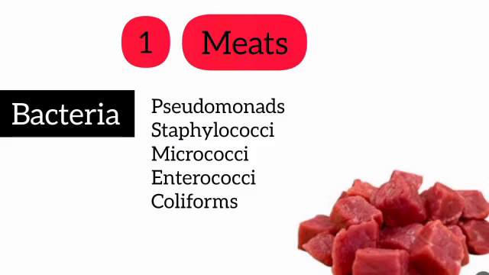More common species of bacteria occurring on fresh meat are Pseudomonas, Staphylococci, Micrococci, Enterococci, and coliforms. The low temperature at which fresh meats are held favors the growth of psychrophilic microorganisms.